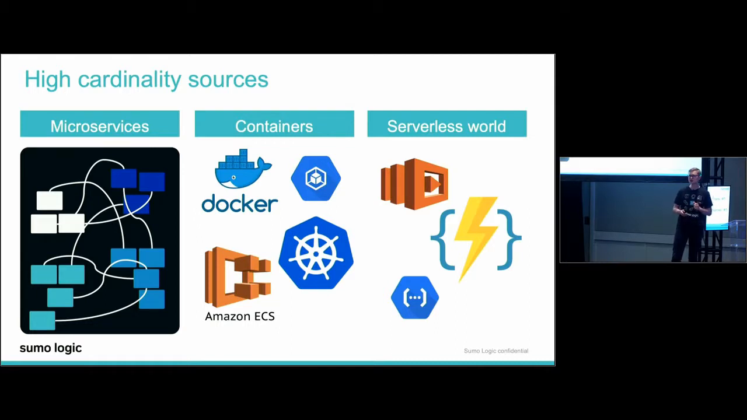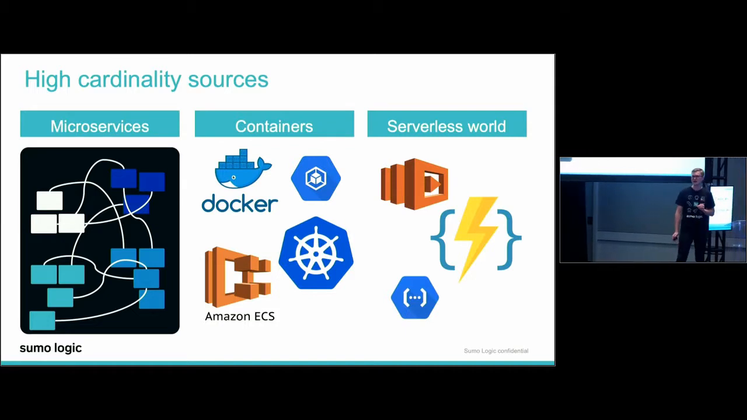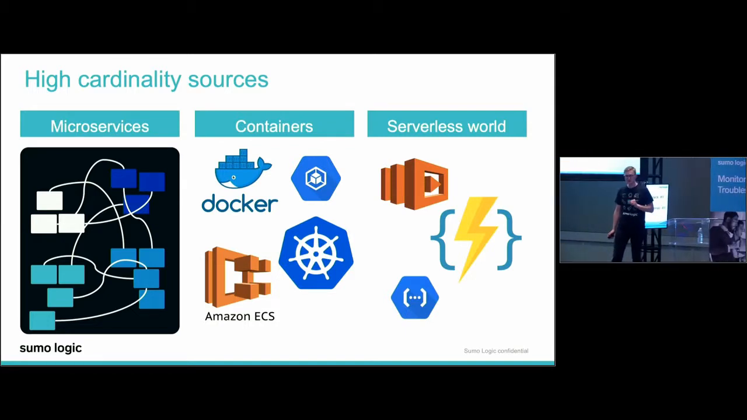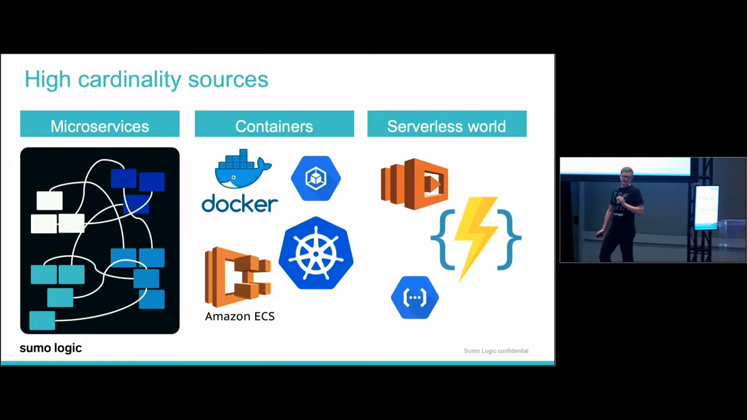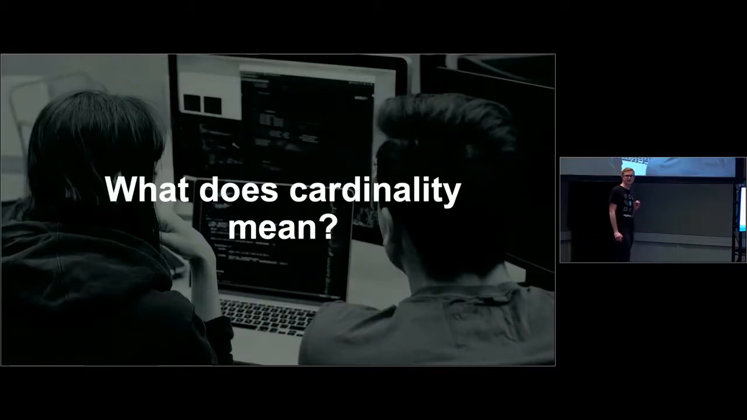And the third source of metrics in modern applications is serverless. Imagine that with every invocation of your function in the cloud, there is another function associated. So every call in AWS Lambda produces a new metric. So you see that modern applications ingest a lot of metrics into the monitoring system. And we call it high cardinality. So what does cardinality mean?